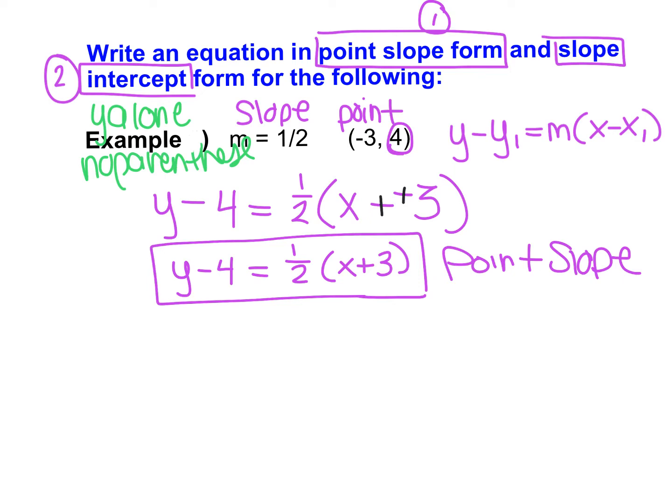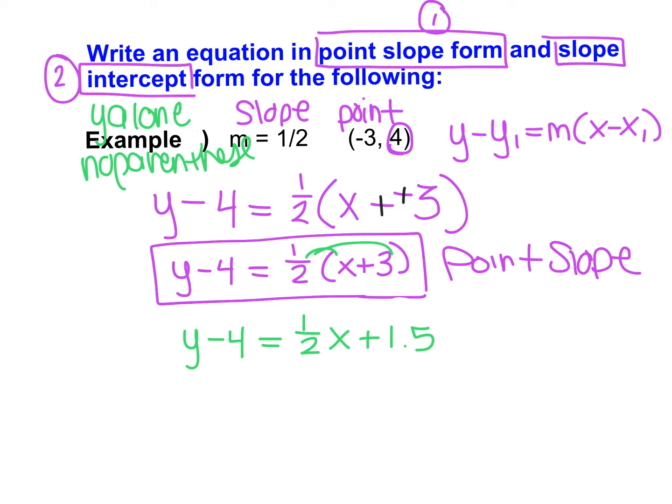The first thing we're going to do is get rid of those parentheses by distributing. So we distribute that 1/2 and we get y minus 4 is equal to 1/2 x plus, you can either write 3 over 2, because that's what 1/2 times 3 is, or if you use a calculator, you will also get 1.5. So either one of those answers is fine, but you need to be able to distribute that fraction.